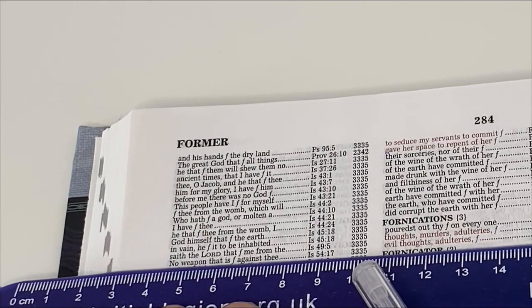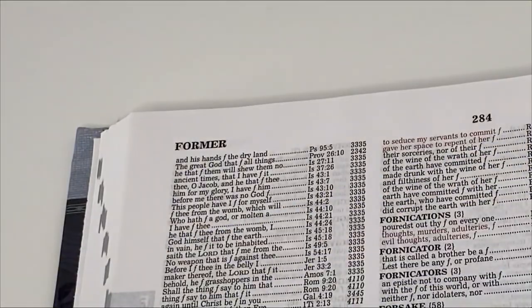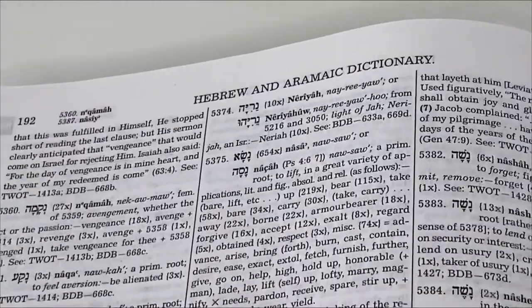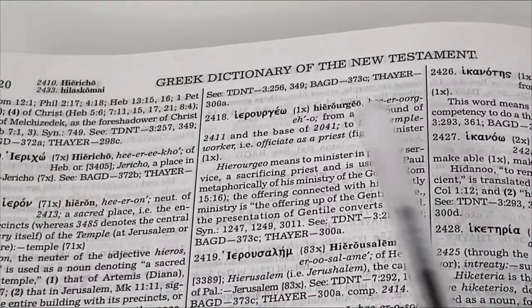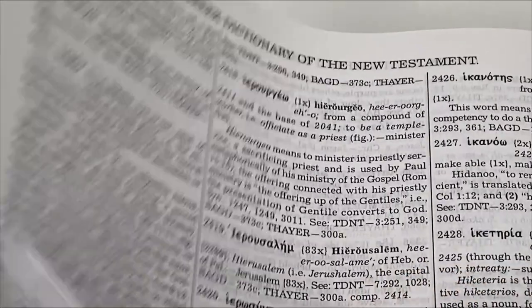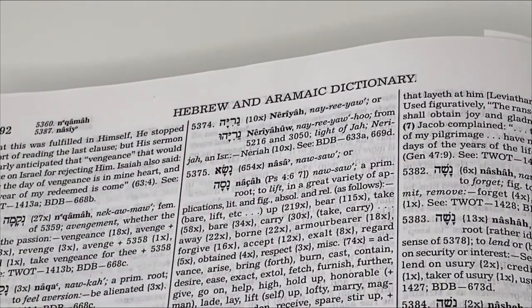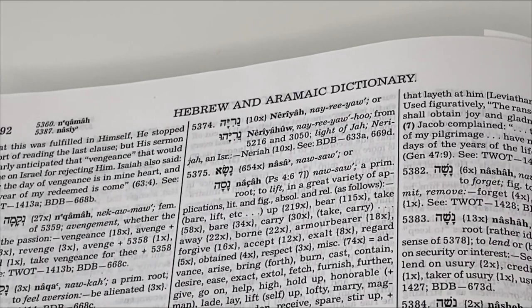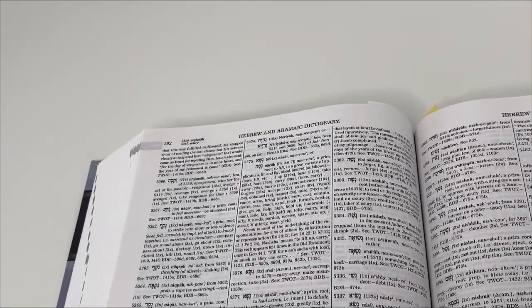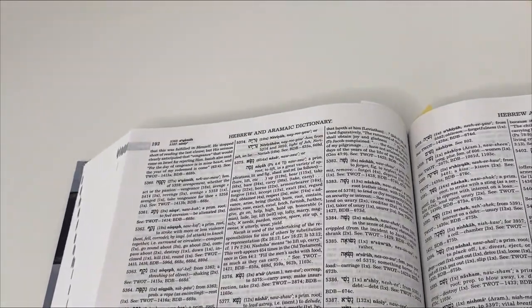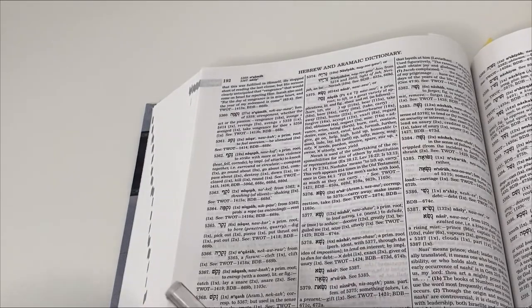335. So then I make a note of that number, and then I go to the Hebrew section of this Strong's Concordance at the back. You see it's labeled, you've got Hebrew and Aramaic dictionary, and then you've got Greek dictionary of the New Testament, but we're looking at the Hebrew. So you make a note of that number and you find 335 at the back of the Concordance. So let's have a look at that.